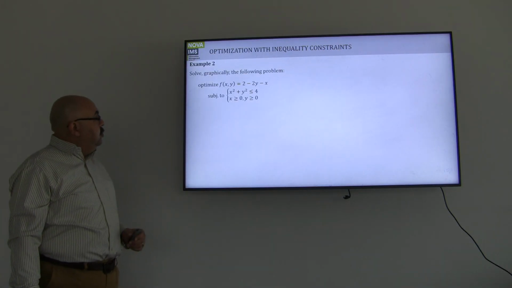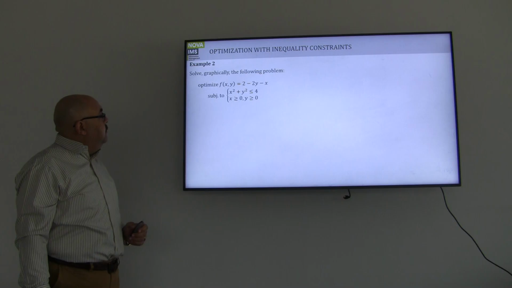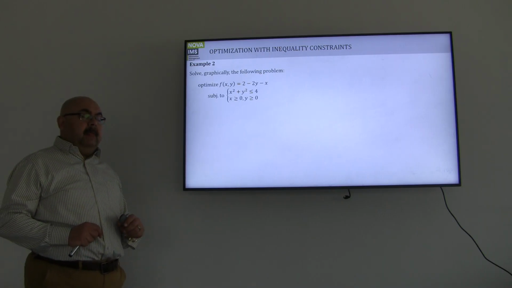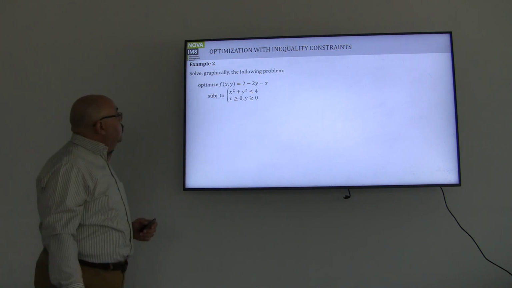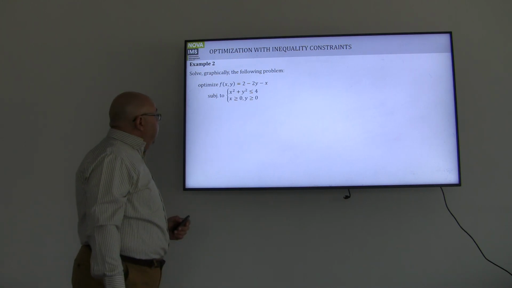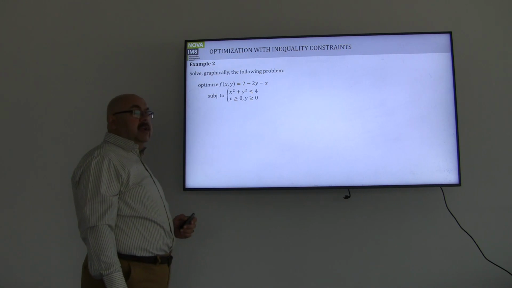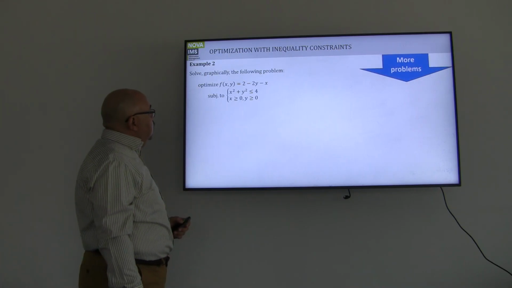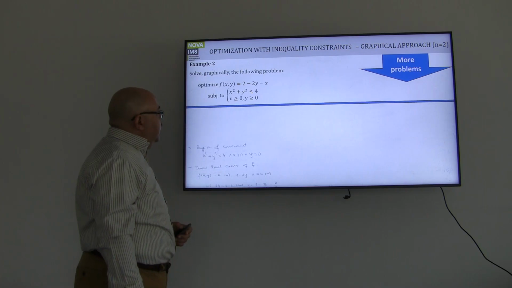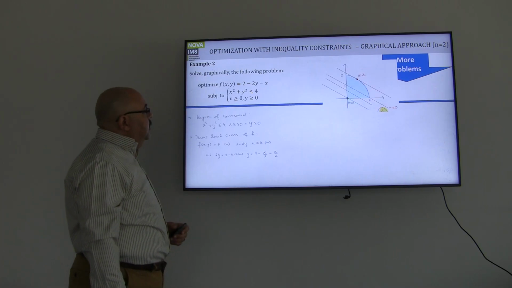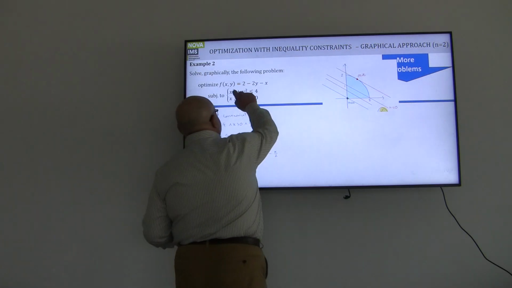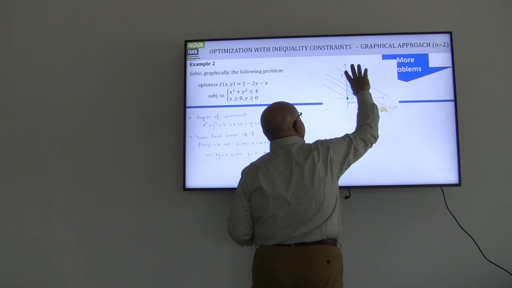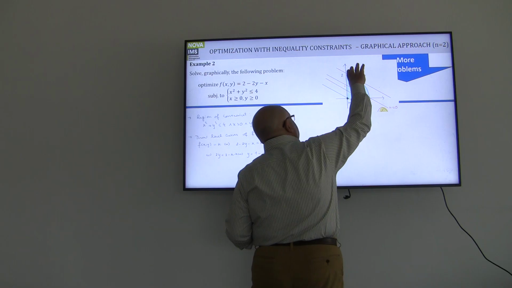Two more problems, that's another problem also. I've tried to solve most of the problems that my hand can reach. So this one is f of x, y equals 2 minus 2y minus x, and you have the circle x squared plus y squared equal to 4. In a similar manner, I will try to draw first a quarter of a circle whose radius is equal to 2 and already exists in the first quadrant.